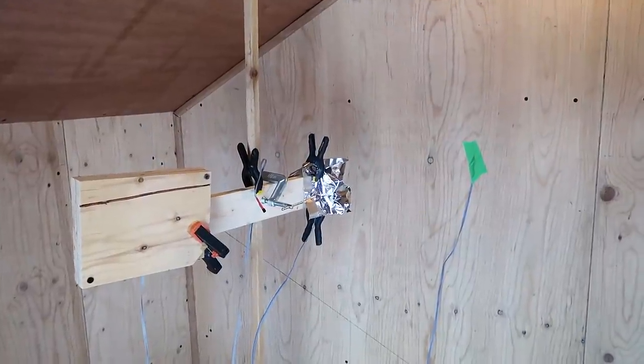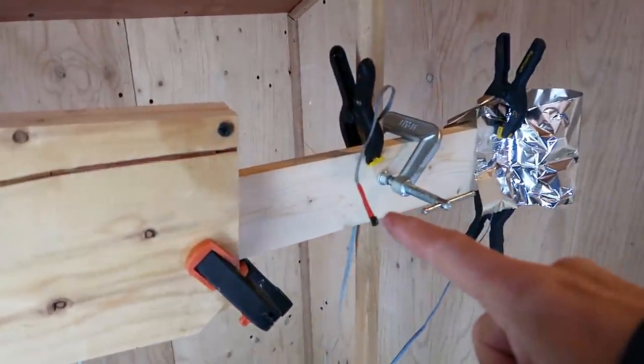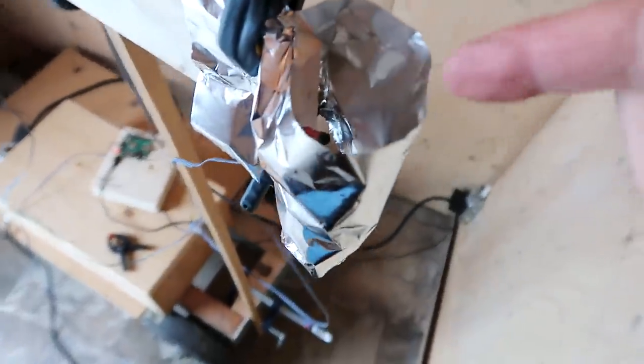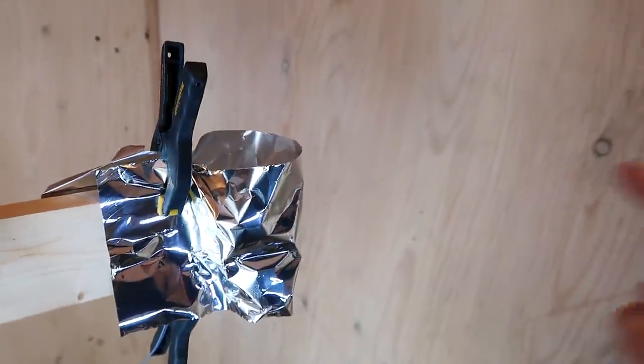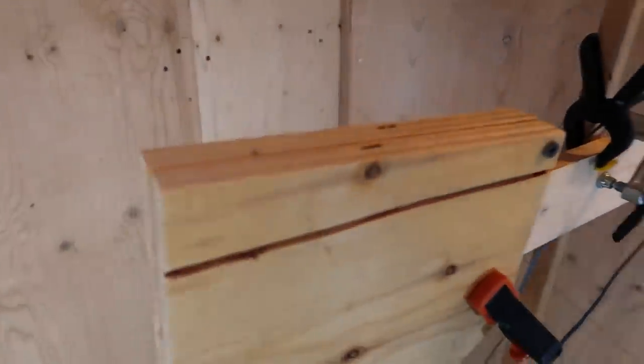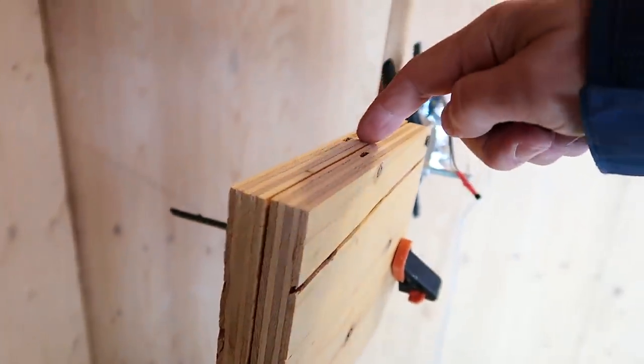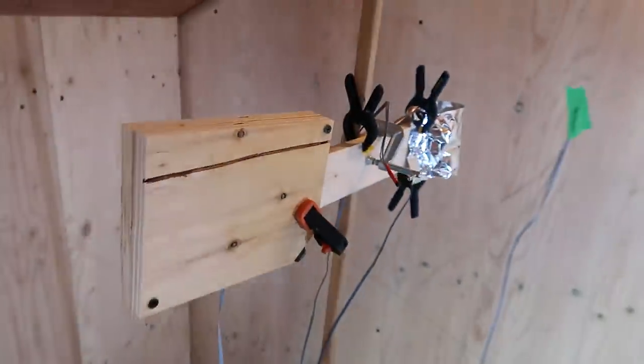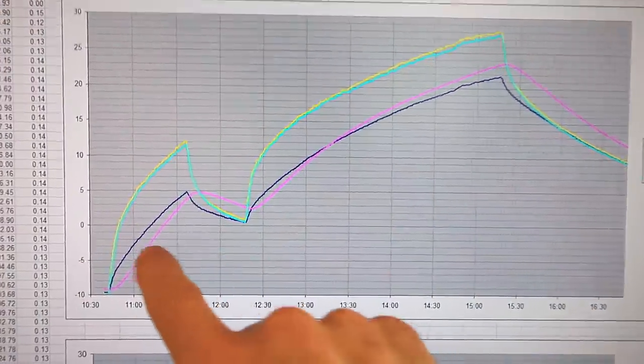For this experiment, I've got a sensor the way I had it before, one that's inside of a sleeve of tinfoil to shield it from infrared from the wall so it'll pick up the air temperature better, another one taped to the wall, and another one between two pieces of wall plywood to sort of measure what it would be like behind the walls. So here's the data from my sensors.